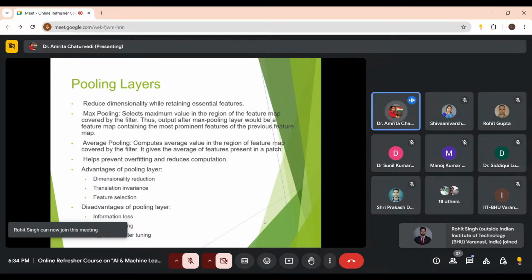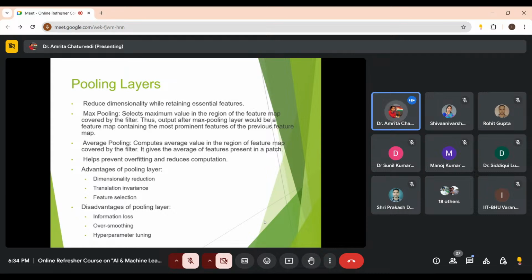The disadvantage of the pooling layer is information loss. For example, in max pooling, you take only the maximum value, so you take only the most prominent features like edges and corners and sharp lines, and you leave out the other less important ones. So some information is getting lost, which might create difficulty in image segmentation at a later stage. Then another is over smoothing. By taking just the prominent features, the detailed things present in the image get lost.